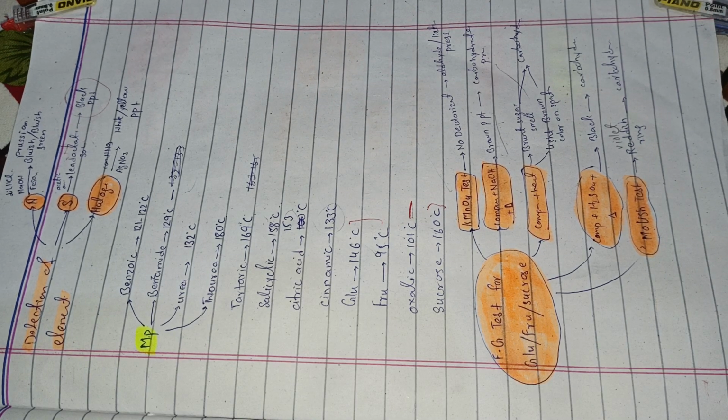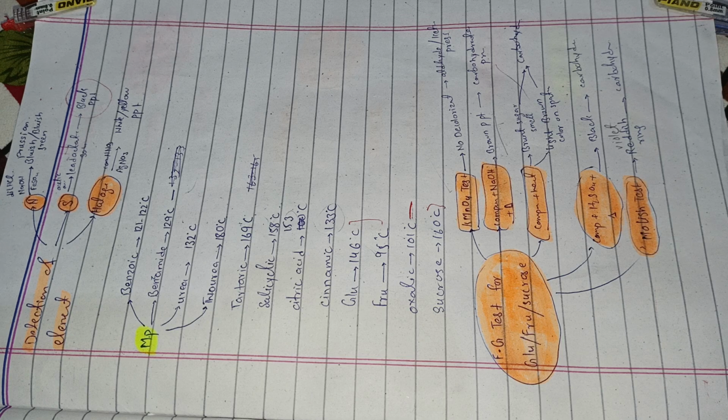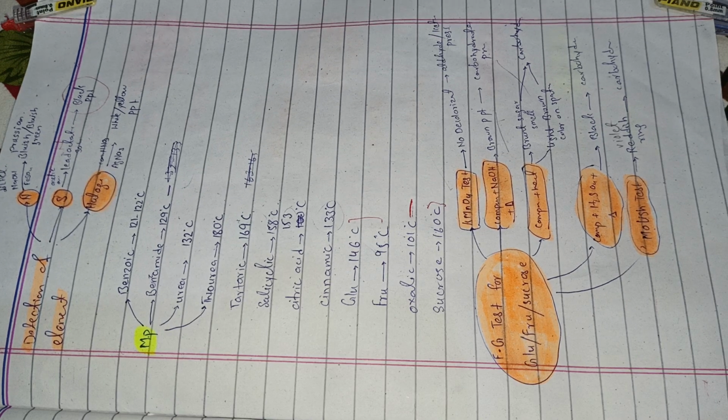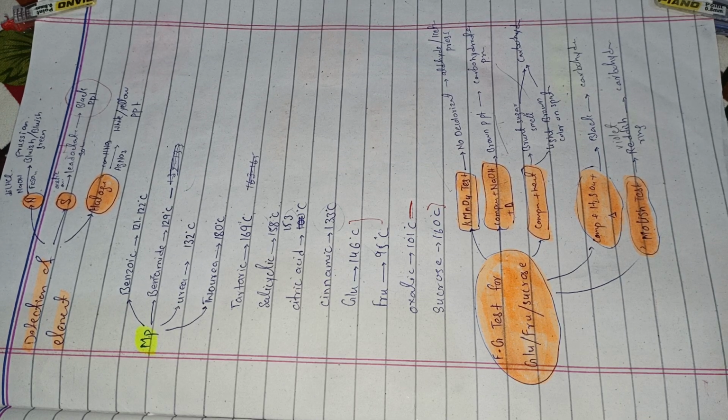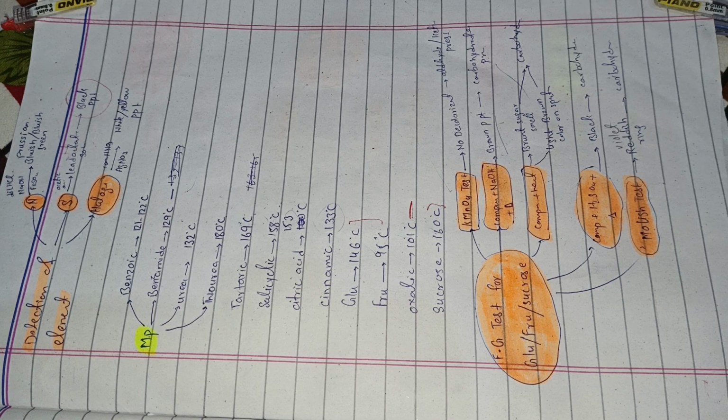First, I told you that tartaric acid has the highest melting point, and it is 169. Then we made a pair of benzoic acid and benzamide, which is what? Yes, you can say it with me and learn it. Yes, very good, you are right. Benzoic acid has 121, say 122 melting point, and benzamide has 129, sorry.